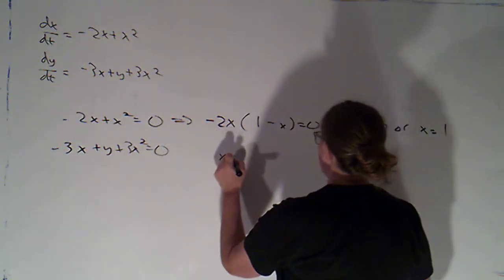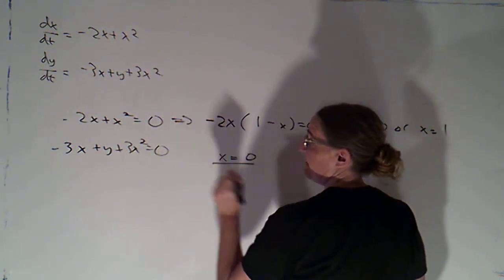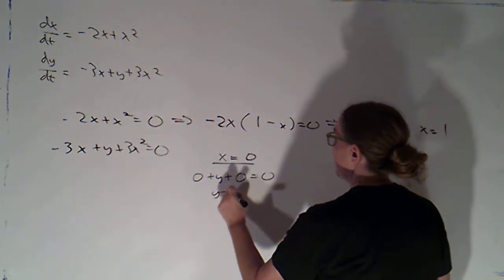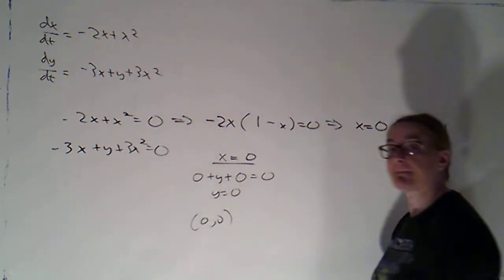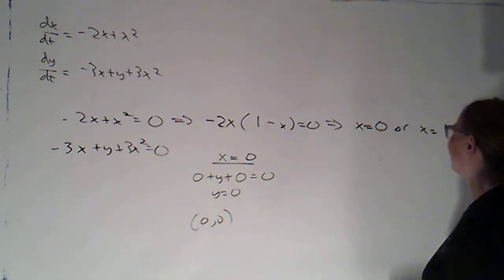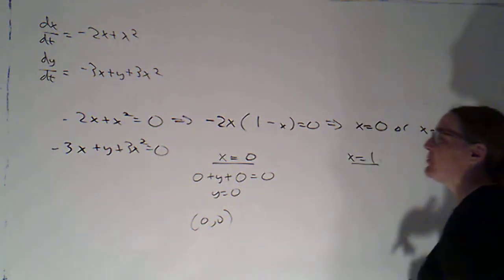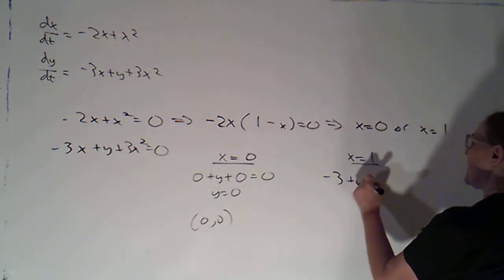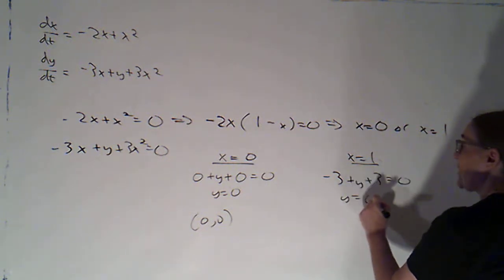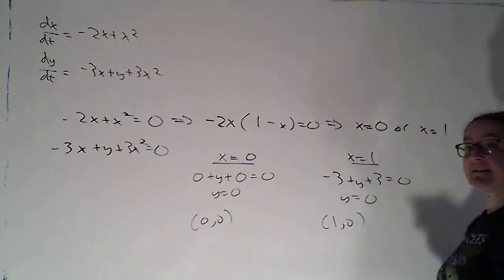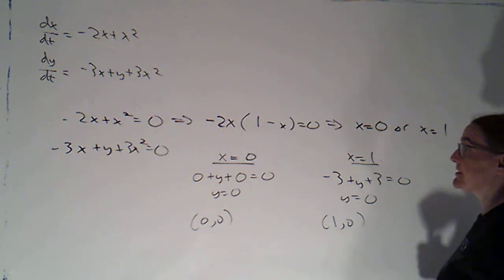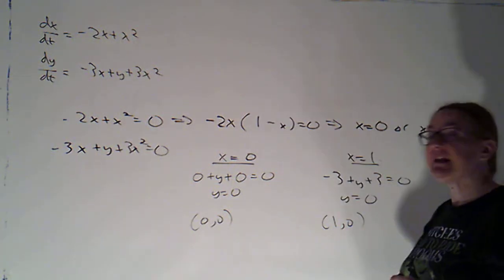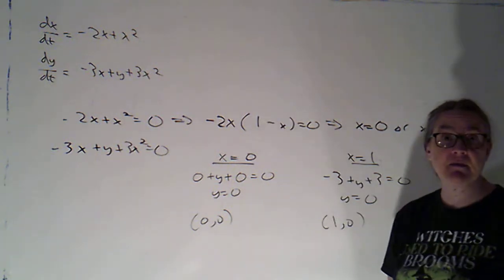So I'm just going to say, case 1, what if x is 0? Now if x is 0, this becomes 0 plus y plus 0 equals 0. y would equal 0. The origin's an equilibrium solution. My other possibility is that x is equal to 1. If x is equal to 1, this becomes negative 3 plus y plus 3 equals 0. Once again, we get y equals 0. So (1, 0) is the other equilibrium solution. So this particular nonlinear system has exactly 2 equilibrium solutions, and one of them happens to be the origin.